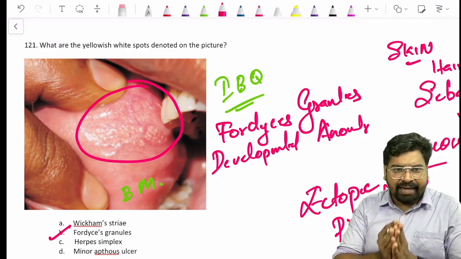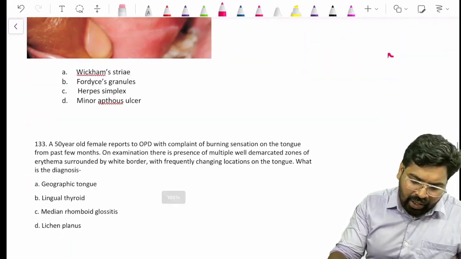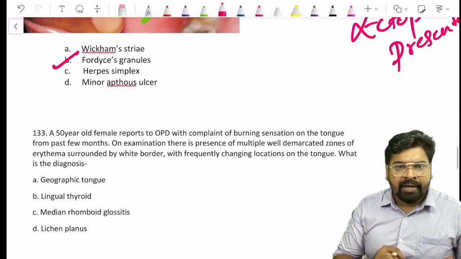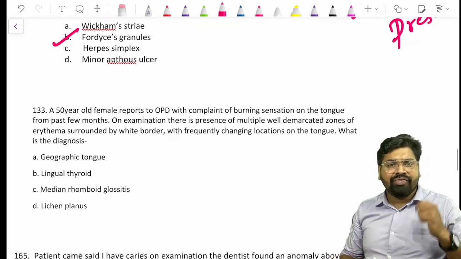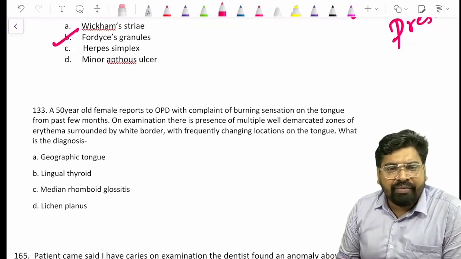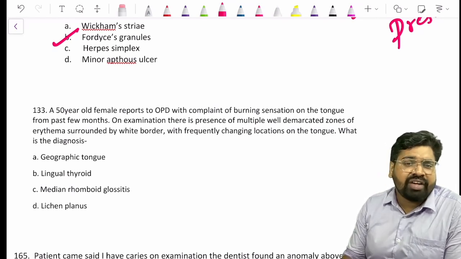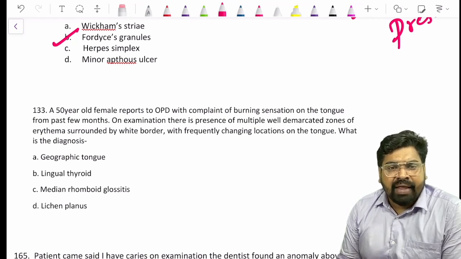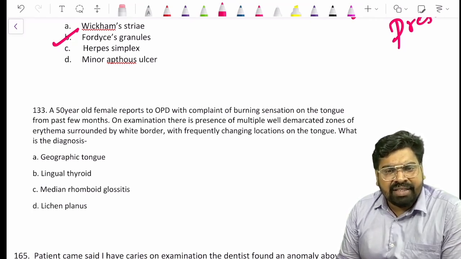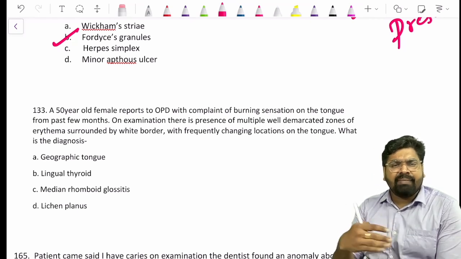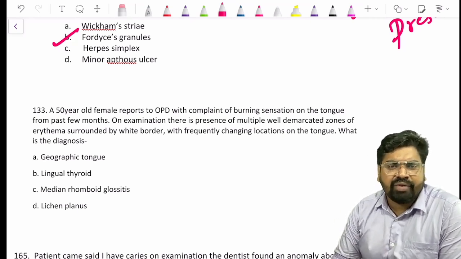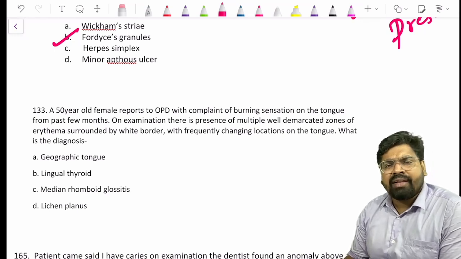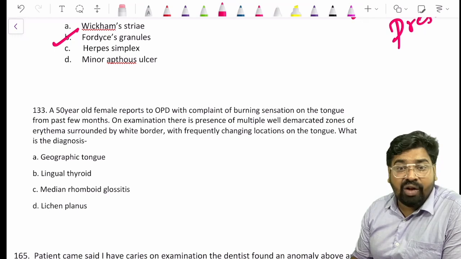The condition is clear. Image is clear. Okay, let's see this question. A 50-year-old female reports to the OPD with a complaint of burning sensation of tongue. On examination there is presence of multiple demarcated zones of erythema surrounded by a white border, and that is frequently changing the location on the tongue.